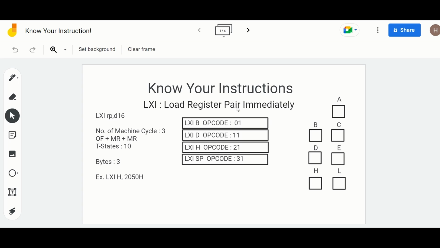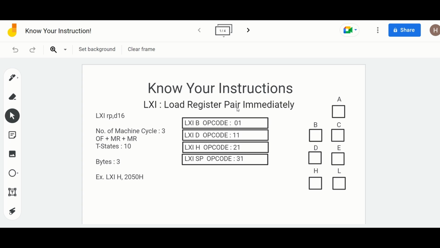The instruction is LXI, which stands for Load Register Pair Immediately. Whenever we discuss any instruction, it is very important to learn the full form of that instruction so that we can gain a bit of an idea what it does. So, load register pair immediately.